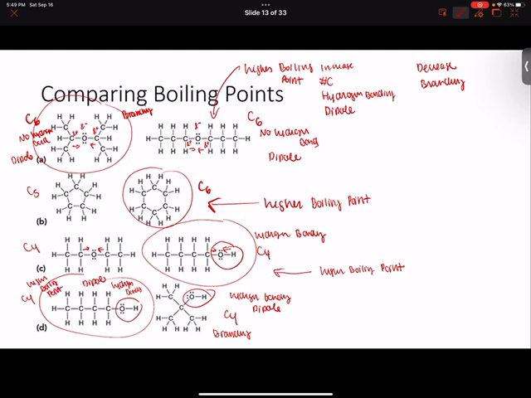So hopefully that was helpful. When you're comparing boiling points, just remember the factors that increase and decrease boiling point. You increase your boiling point by the number of carbons you have, by hydrogen bonding, and by dipole-dipole interactions. While what decreases your boiling point is gonna be branching.